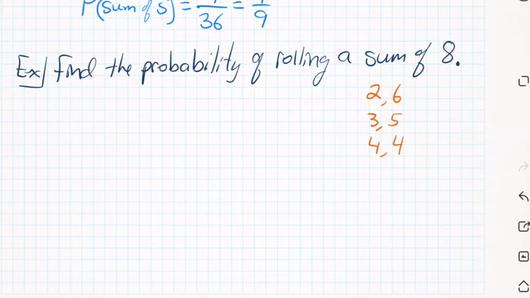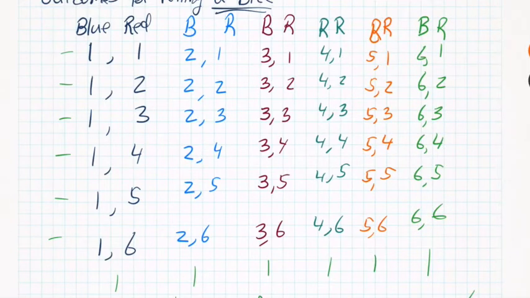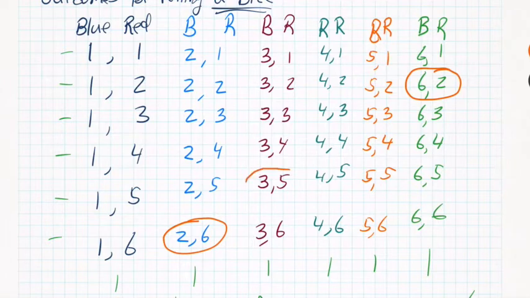So let's go back to my table. A 2 and a 6 happens here, but then there is this 6 and a 2 way over here. So those two numbers add up to 8. 3 and a 5, 3 and a 5, or in this case 5 and a 3. And then here's our 4 and 4. Now notice when you roll a red, this should be B.